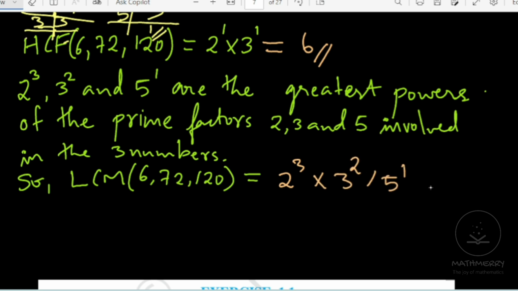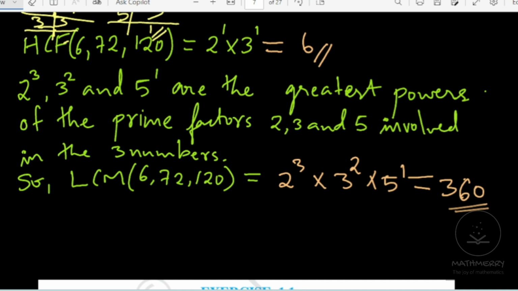Which is equal to 2 raised to 3, it is 2 into 2 is 4, 4 into 2 is 8, and 8 into 3 which is 24, 24 into 3 which will be 72. Now 72 again into 5 we should get 360. 360 will be our answer. So the answer is 360.